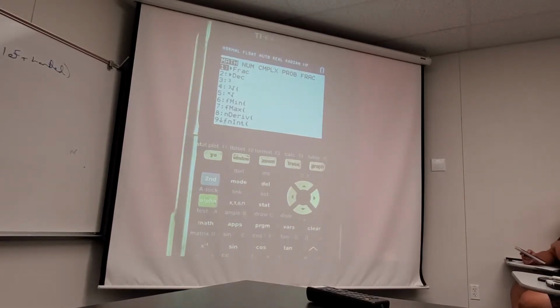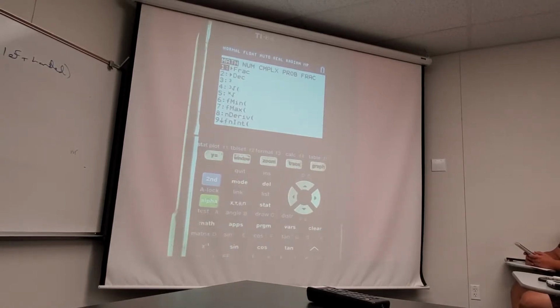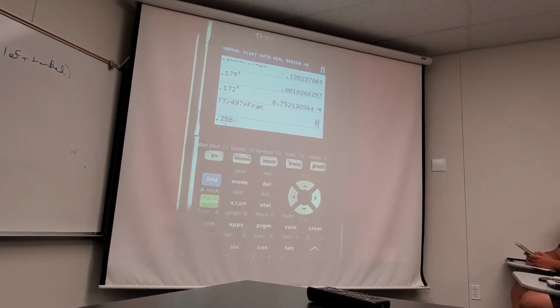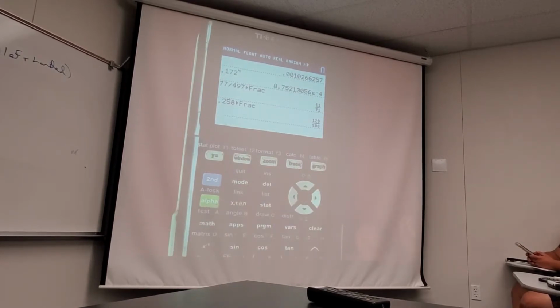So if I put in there, what are you going to put in there, Jeff? I don't know, 77 over 497. One thing you can do, watch, is it'll reduce a fraction for you. If you put 0.258, change it to a fraction, it gives it to you in reduced form.